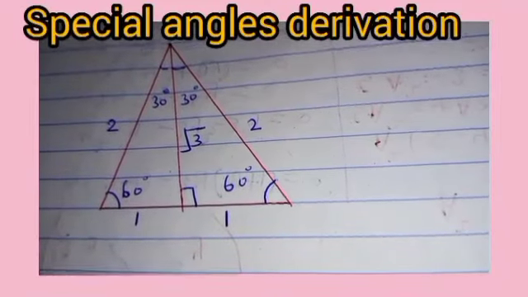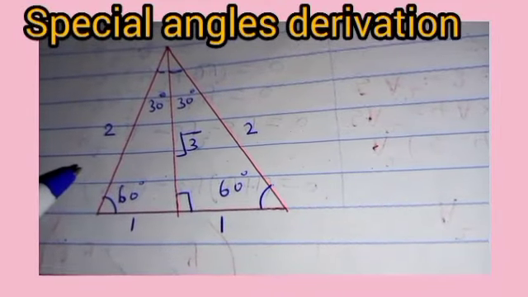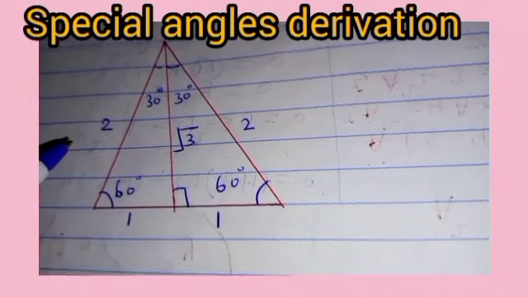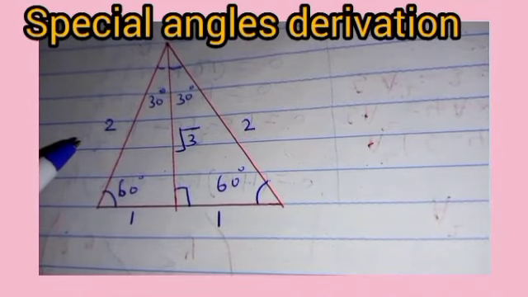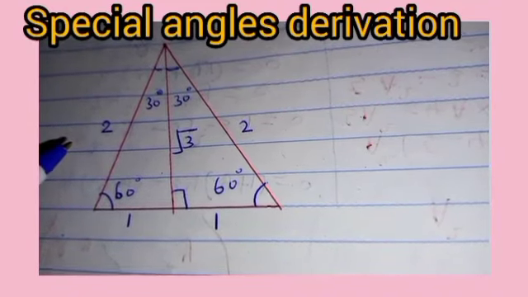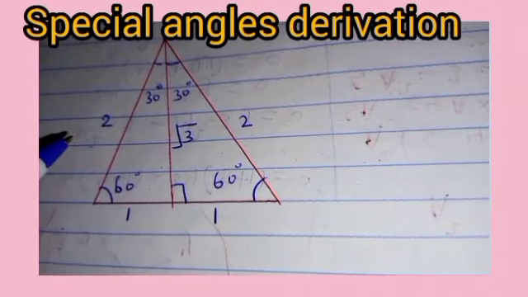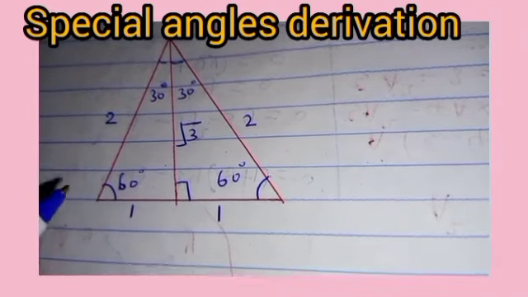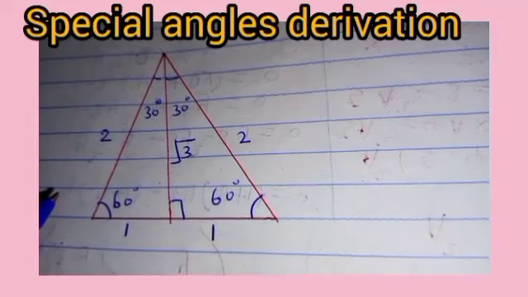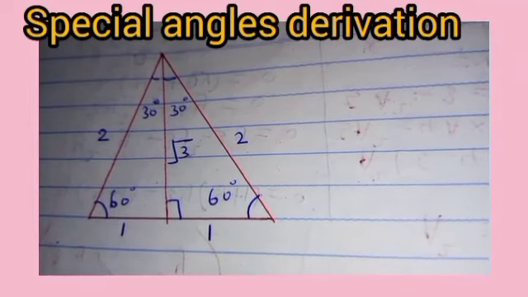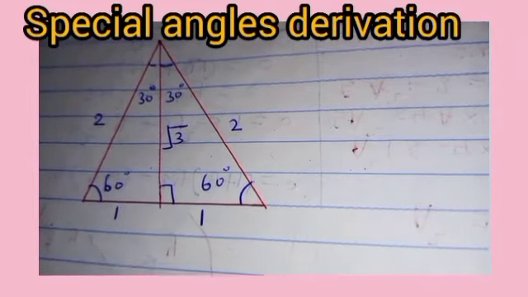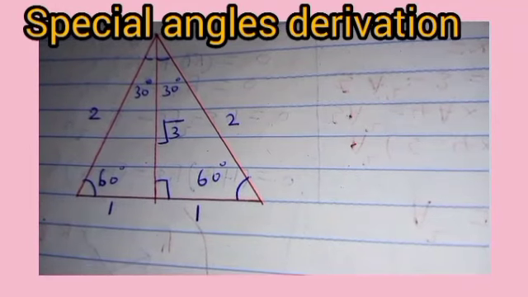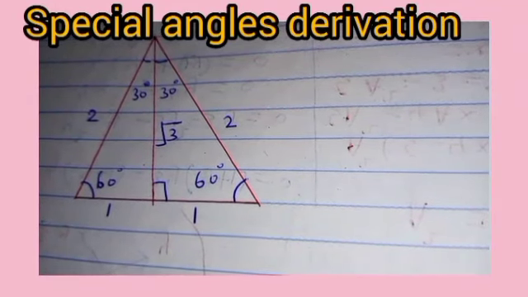Hello, my fellow mathematicians. Welcome to our study today, in which we are considering special angles: angles which are 30 degrees, 90 degrees, and 60 degrees. We are going to consider the trigonometric ratios of sine, cos, and tangent. In this case, we are going to see how they are obtained.